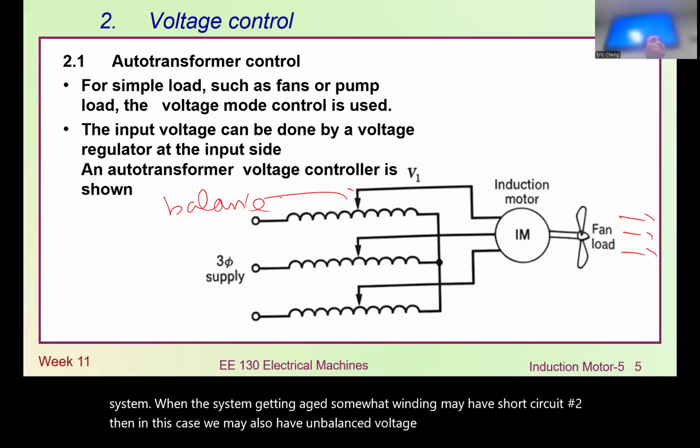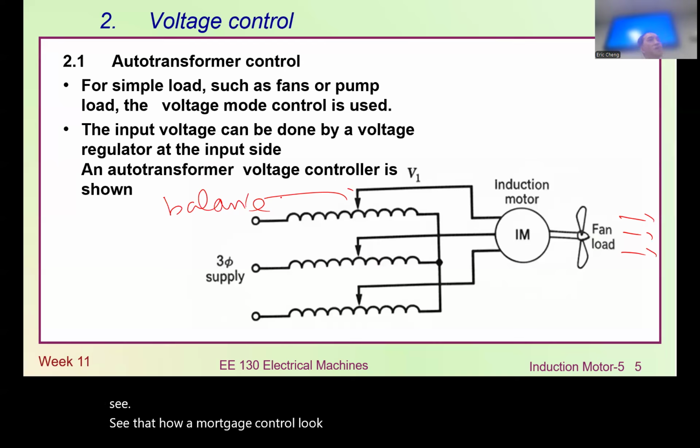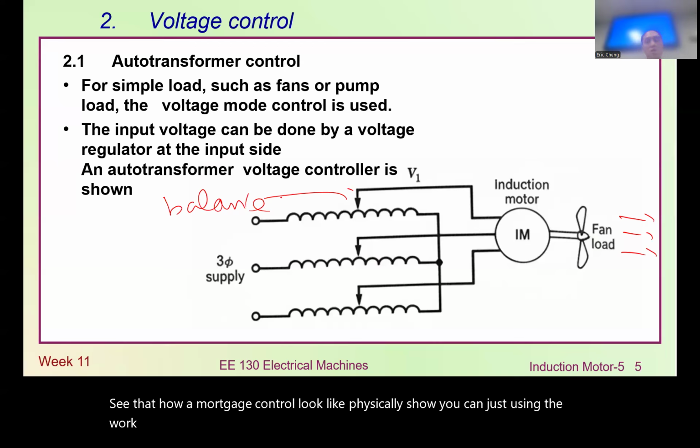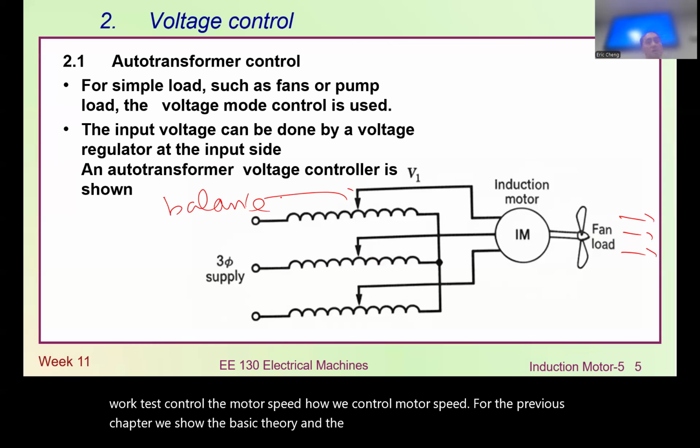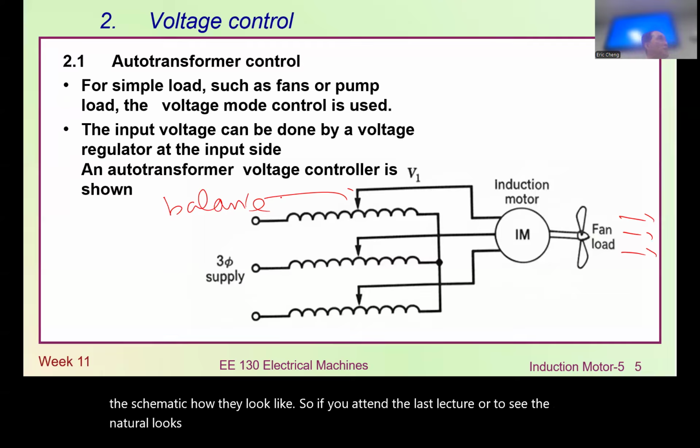But this shows you a really simple voltage control for an induction motor. Fair enough, you can see what a voltage control looks like. Basically, you can just use the voltage to control the motor speed. For how we control motor speed, in the previous chapter we showed the basic theory and the equations. So in this chapter, we show you the schematic, how they look. If you attended the last lecture, you saw briefly the method we use for voltage control.